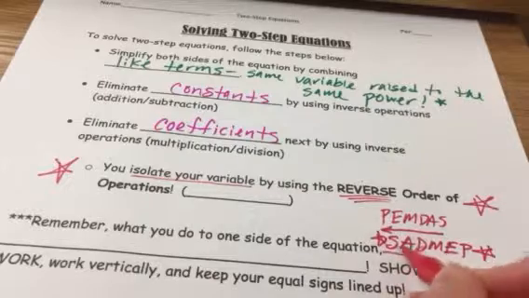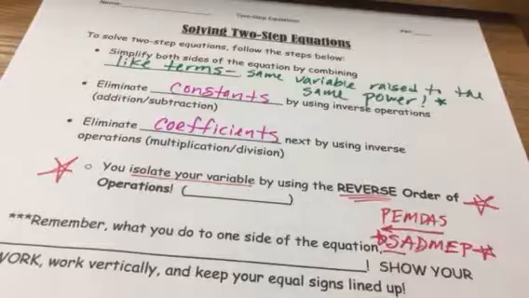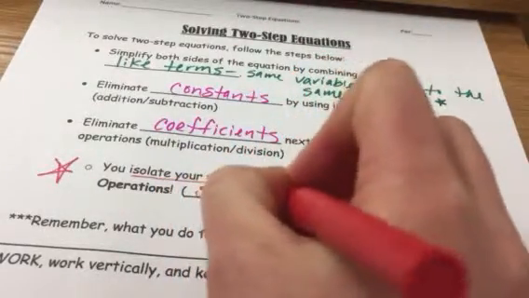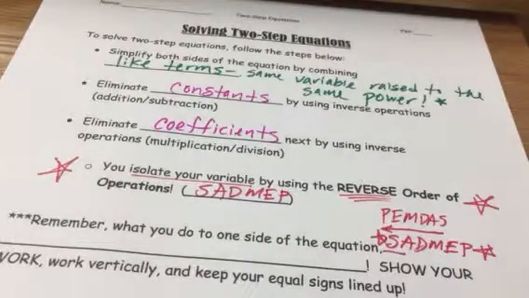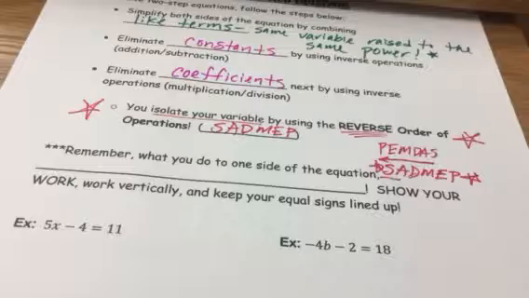So we're actually going to get rid of subtracting and adding first. Then we get rid of our division and multiplication next. And then in our next lesson, we're going to learn that we get rid of our grouping and our parentheses last. So we're going to go ahead and use SADMEP to get rid of stuff because we're undoing stuff. So we're going to use the reverse order of operations.